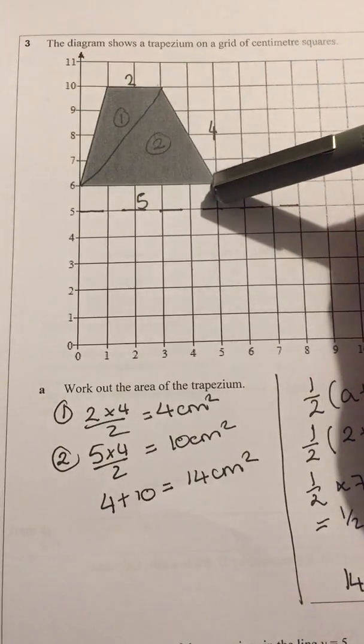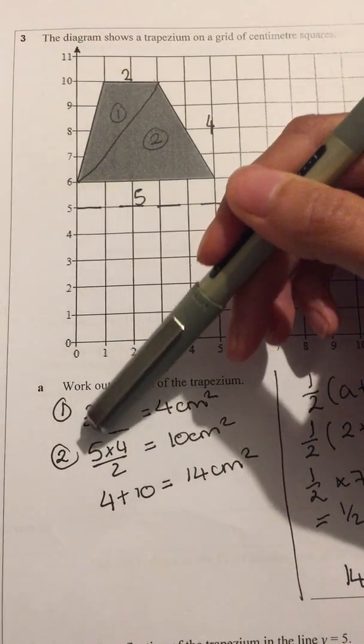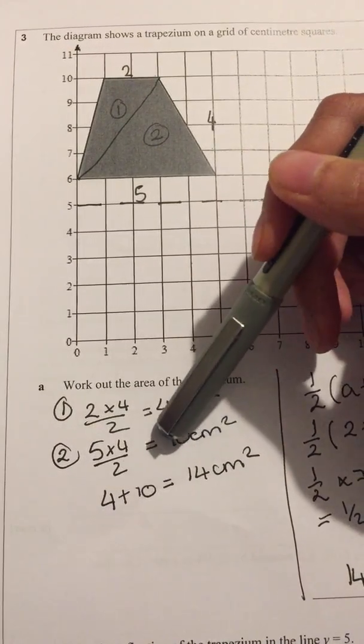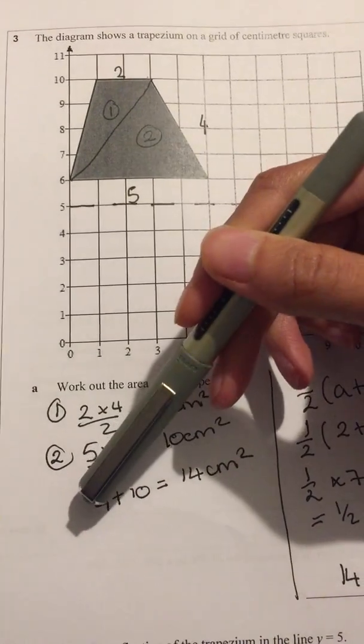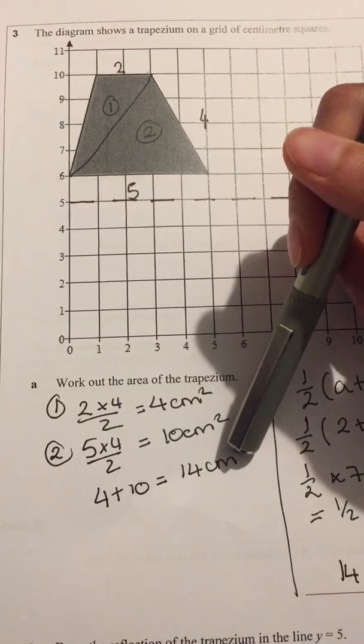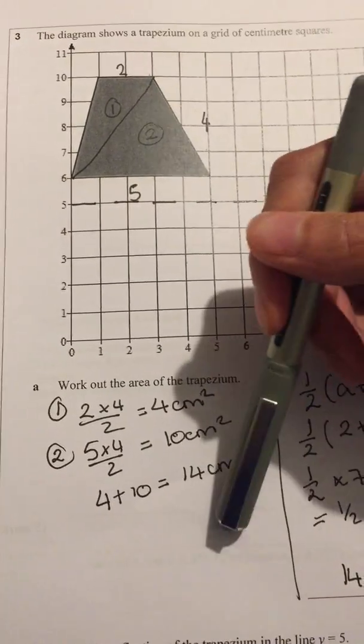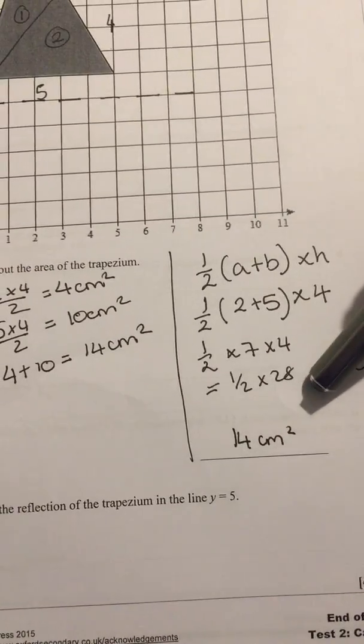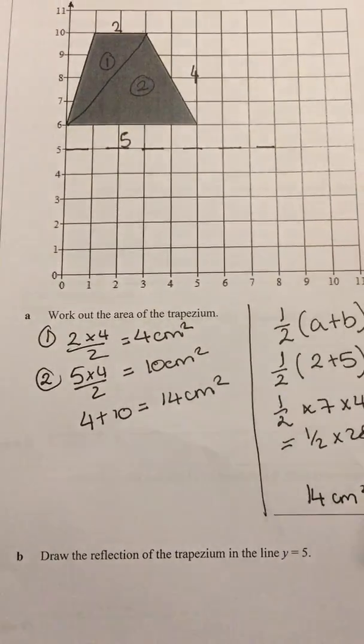Triangle 2 has a base of 5 and a height of 4. 5 times 4 divided by 2, which is 10. Then I've got to add the 2 triangles together. 4 plus 10, 14 centimetres squared. Okay, remember to put the units. There was no units given on the answer line, so you must put the units in.